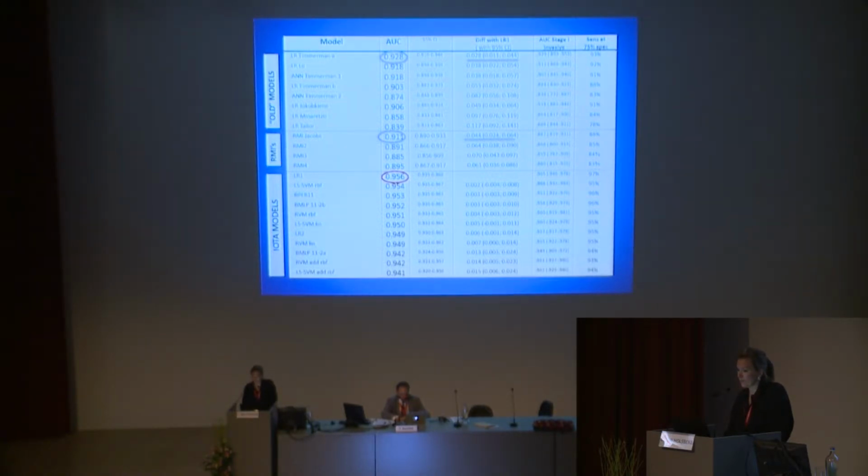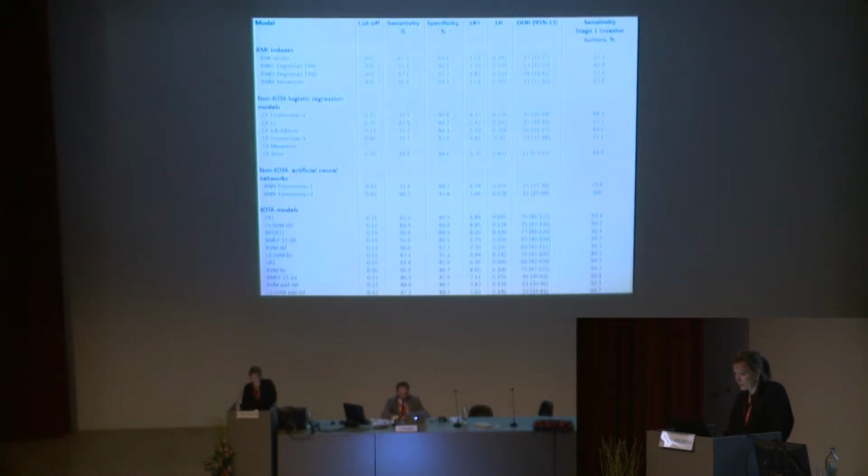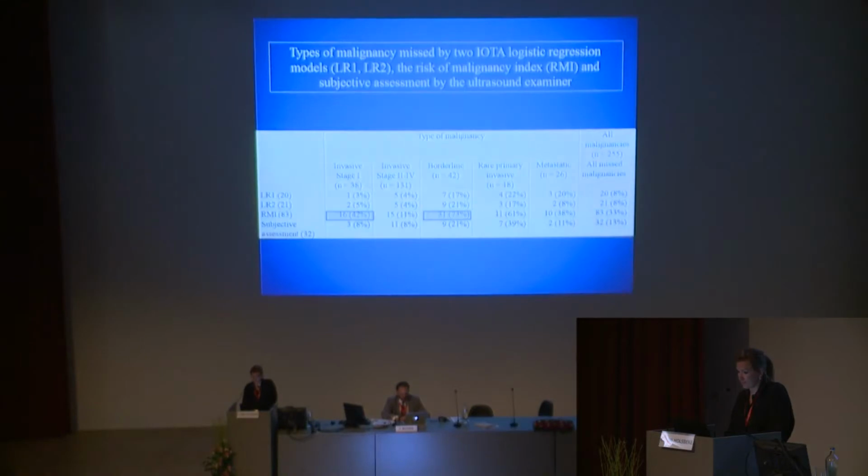Also, when we looked at the area under the curve for benign versus stage 1, the highest area under the curves were achieved by the IOTA models. Here you see the performance in terms of sensitivity and specificity. And again, the highest sensitivity rates were achieved by the IOTA models. Also for sensitivity for benign versus stage 1 cancers.